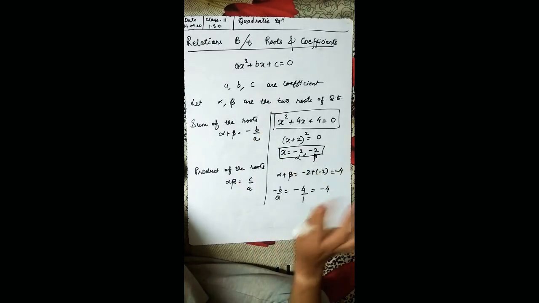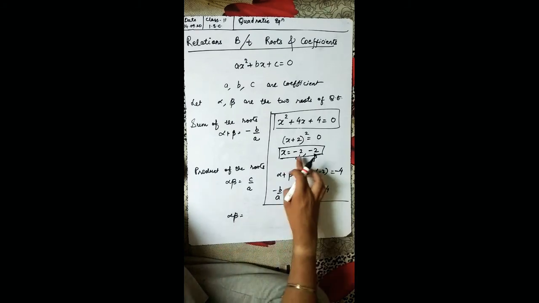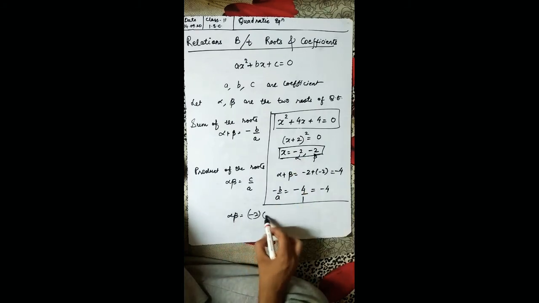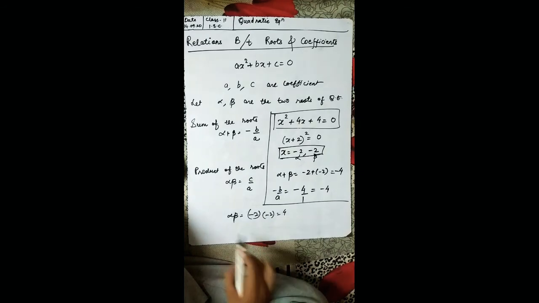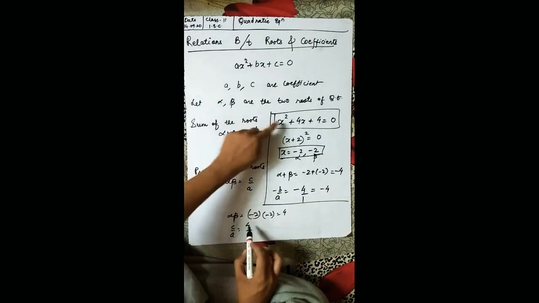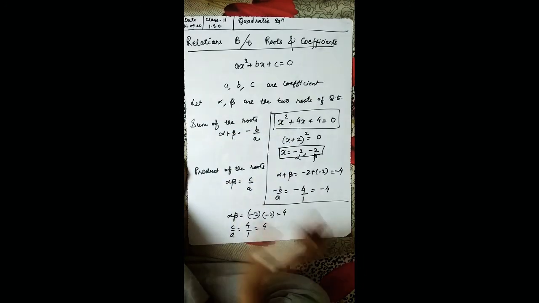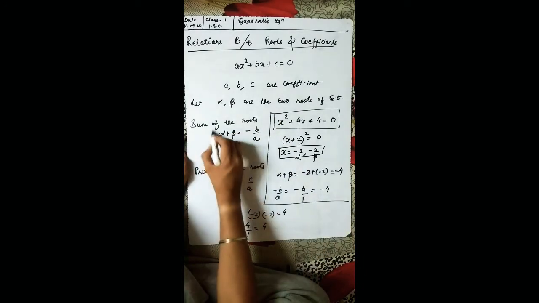This relationship is proved. Similarly, we can go ahead and prove for alpha into beta. Alpha into beta is minus 2 into minus 2. We'll get 4. And similarly on the RHS you have c upon a. What is c? 4. And what is a? 1. So we got 4 as an answer. So this is how we have made the relationship.